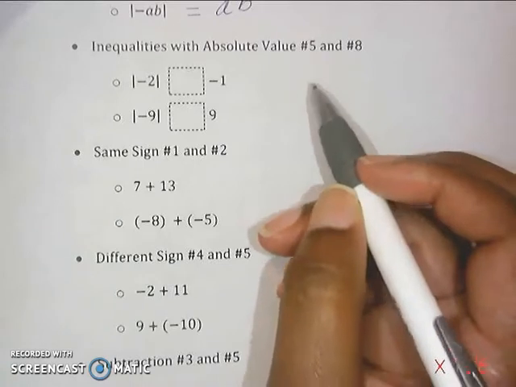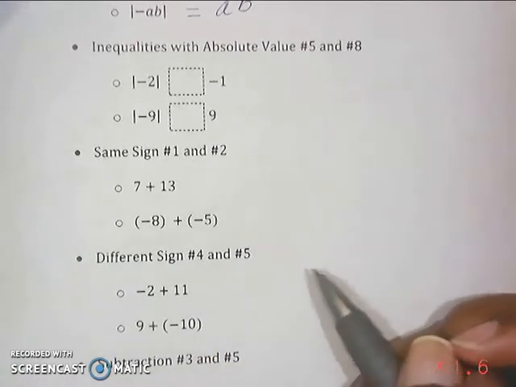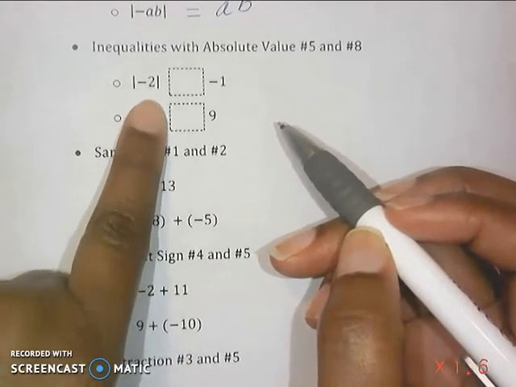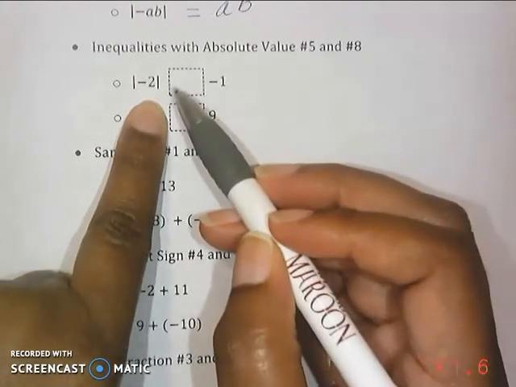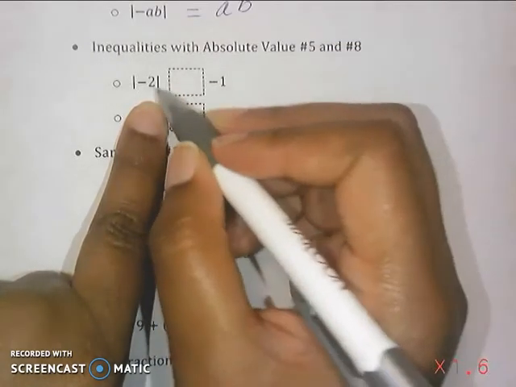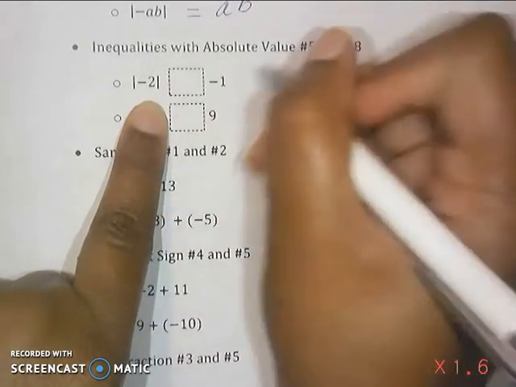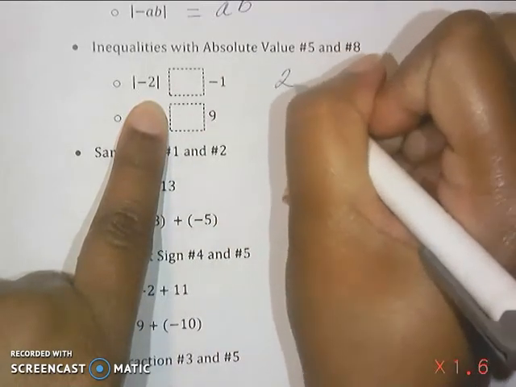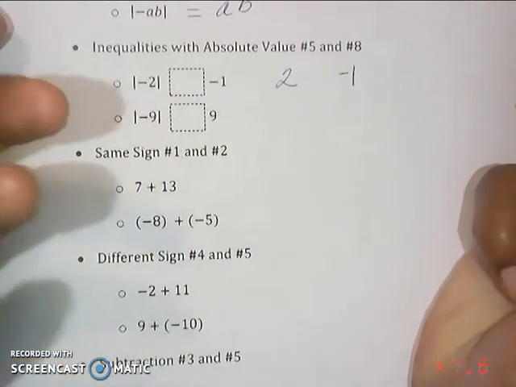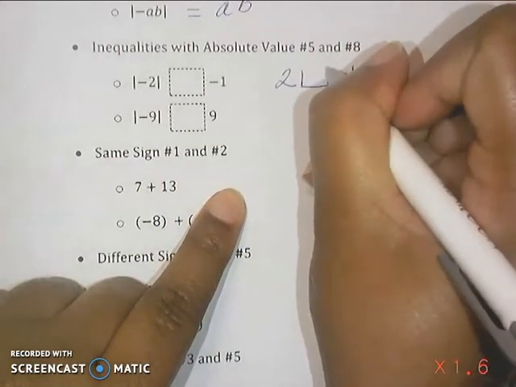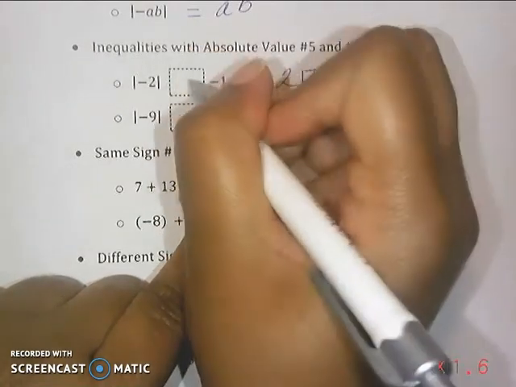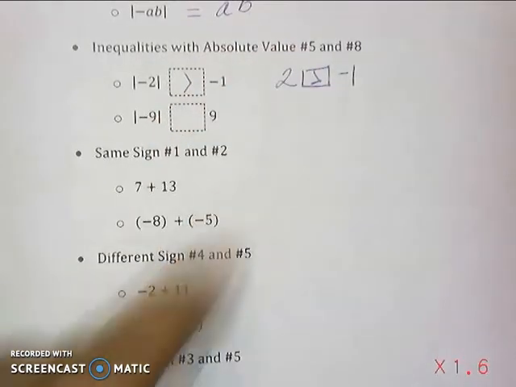Inequalities with absolute values. This is like numbers 5 and 8 on that same class kick. So the absolute value of -2, we want to know if it's greater than, less than, or equal to -1. Remember the absolute value is always positive. This can be rewritten as 2 having a relationship with -1. So what would go in that box in this case? 2 is greater than -1, so we would make sure to point at the -1. So in that box, you should have had a greater than sign.